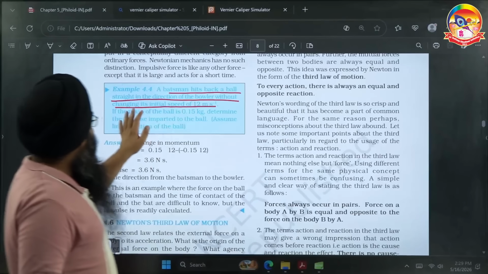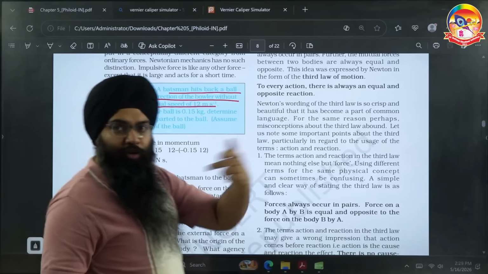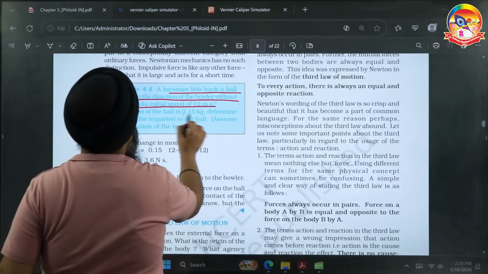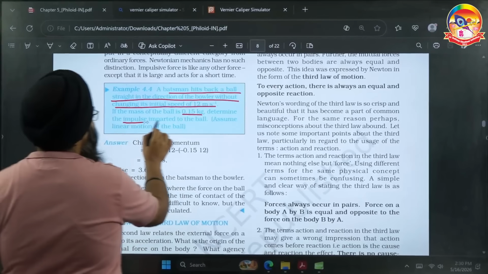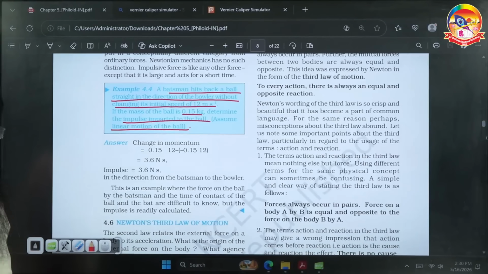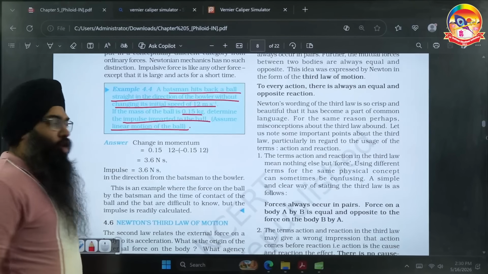So there was an initial speed of 12 meter per second. Finally also it will be 12 only. And now if the mass of the ball is 0.15 kg, then determine the impulse imparted to the ball. Assume linear motion of the ball. So it is a very simple concept. Find the change in momentum. How to find the change in momentum?